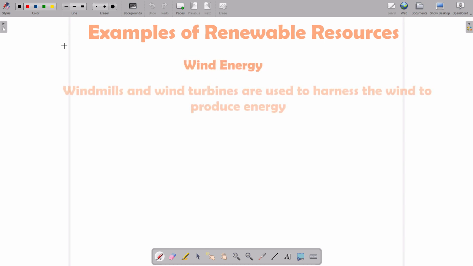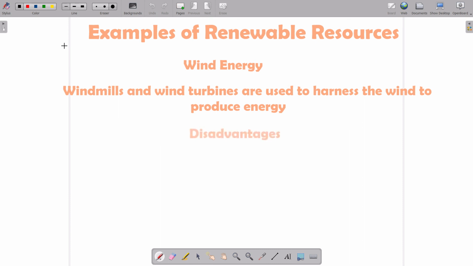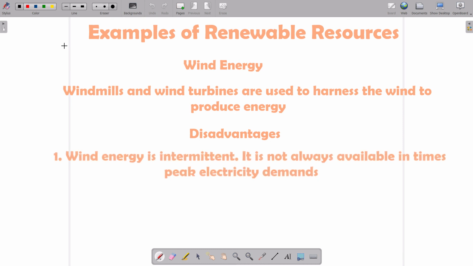Wind energy, windmills and wind turbines are used to harness wind to produce energy. Advantages: it has low operating cost. Wind energy is space efficient because wind turbines can be built at different places where we already have farms. Disadvantages: wind energy is intermittent, so it is not constant. Wind turbines can cause a lot of noise pollution.